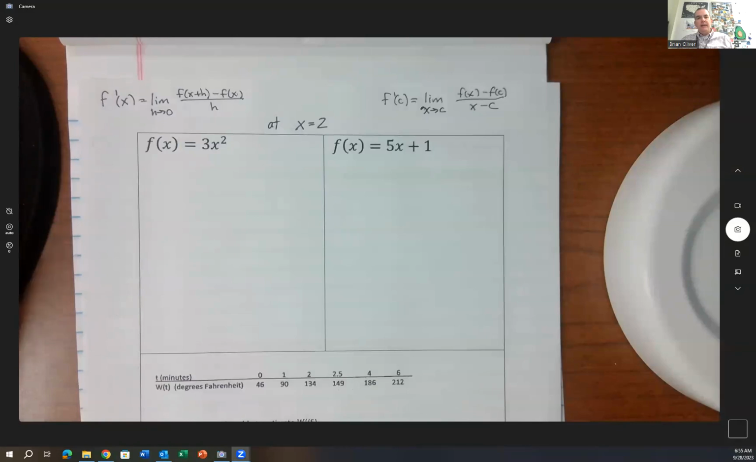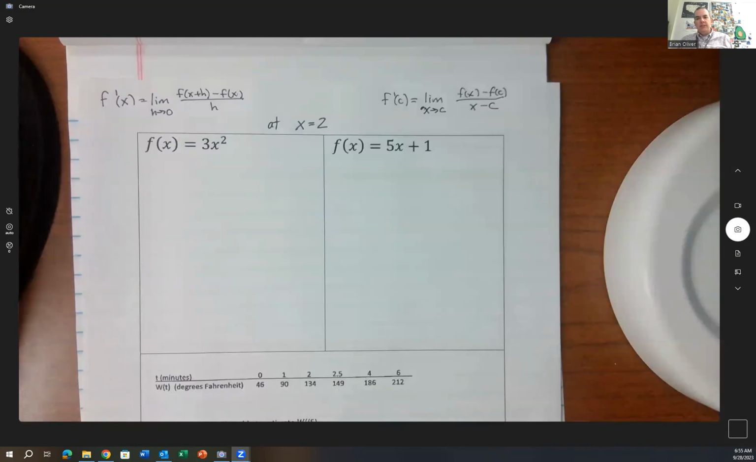Okay, now we're going to move on to day two. Day two is where we focused on the alternative definition of the derivative. So again, I'm going to share my screen. Here is what we have there.